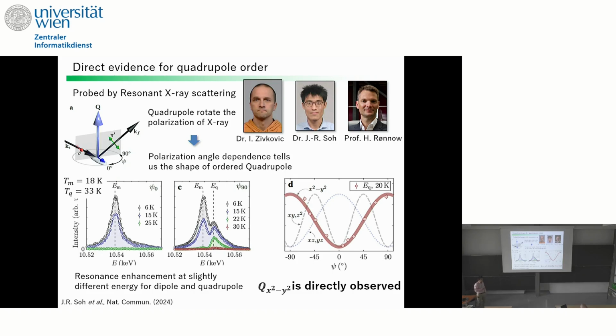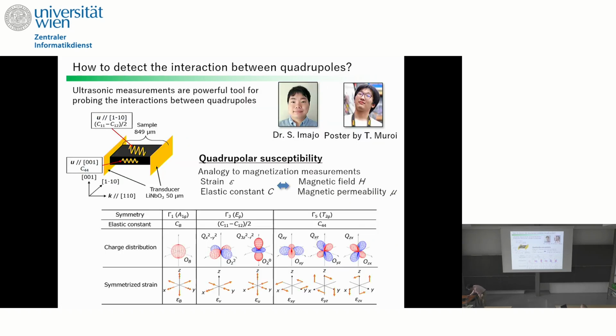Then we are interested in the interaction between them. So how can we detect the interaction between them? Then we employed ultrasonic measurement. It's a really powerful measurement to detect the interaction between quadrupole moments. This was done with Dr. Imajo, and Toshi Muroi is in the audience. So the experimental setup is as follows.